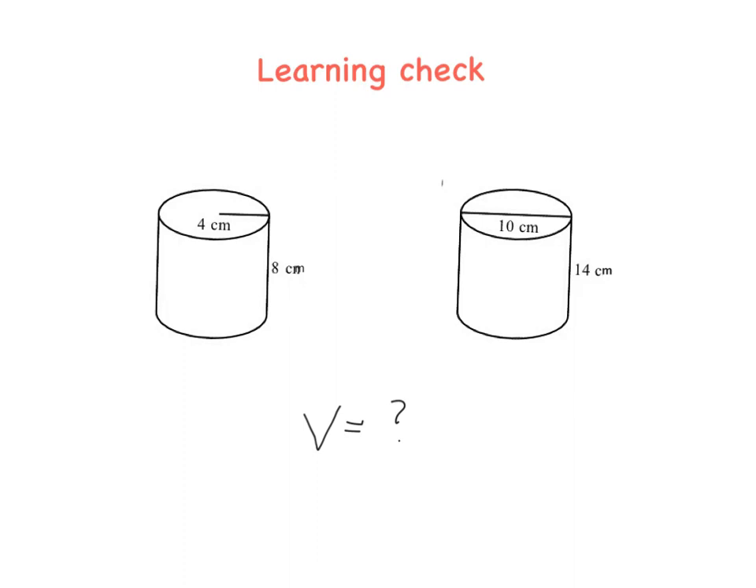For the learning check, please find the volume of these 2 cylinders. Here we have radius, here we have diameter, so you need to divide it by 2 to get the radius. First of all, write down the formula, then all the numbers you know, put the numbers into the formula and then find the volume. Don't give me just the answer. I would like to see full workings, everything in your copy.